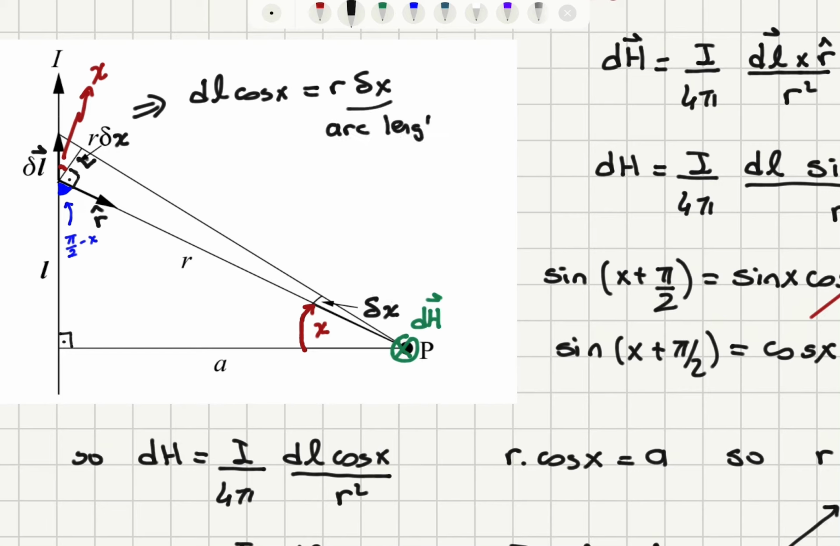So it is basically assuming that you are going through a circular region, so you have a radius r, angle delta x, then this length s is r delta x. So that's what we're doing here.